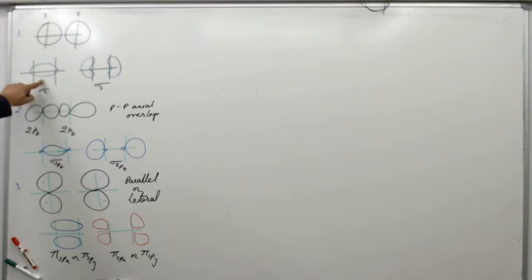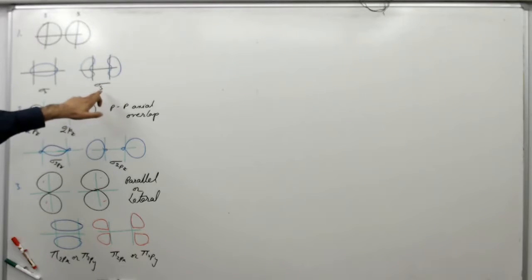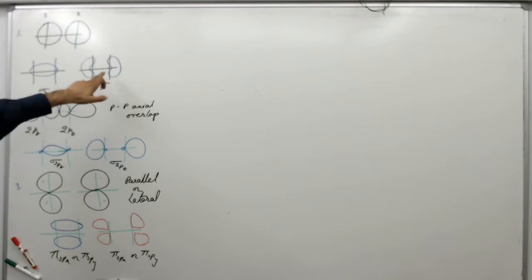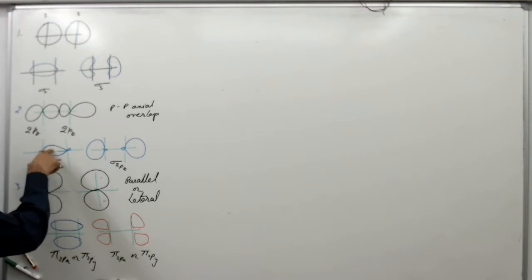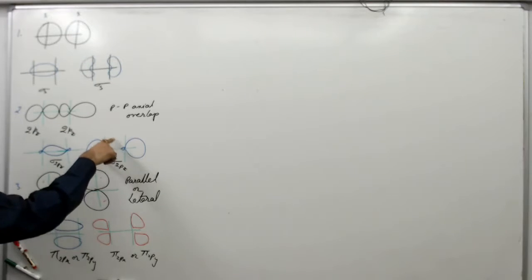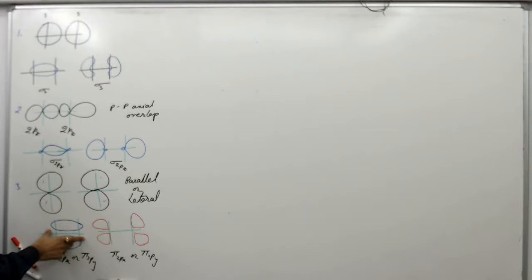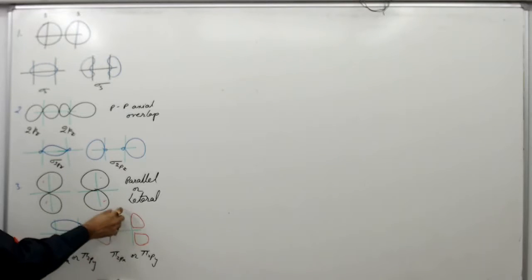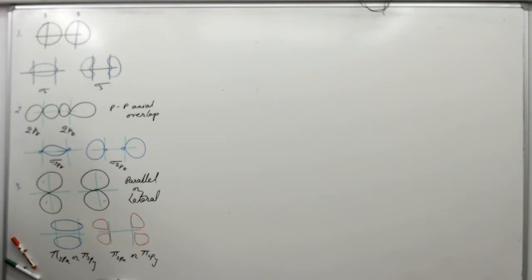When I talk about this orbital, the electron density is the maximum in the region between the two nuclei. Here, the region between the nuclei has the minimum electron density, that is, it is a node. Here we have the maximum electron density between the nuclei. Here again, the region between the nuclei is a node. Again, we have the maximum electron density between the nuclei, and here again, the region between the nuclei is a node. So here again, we can distinguish between the orbitals.